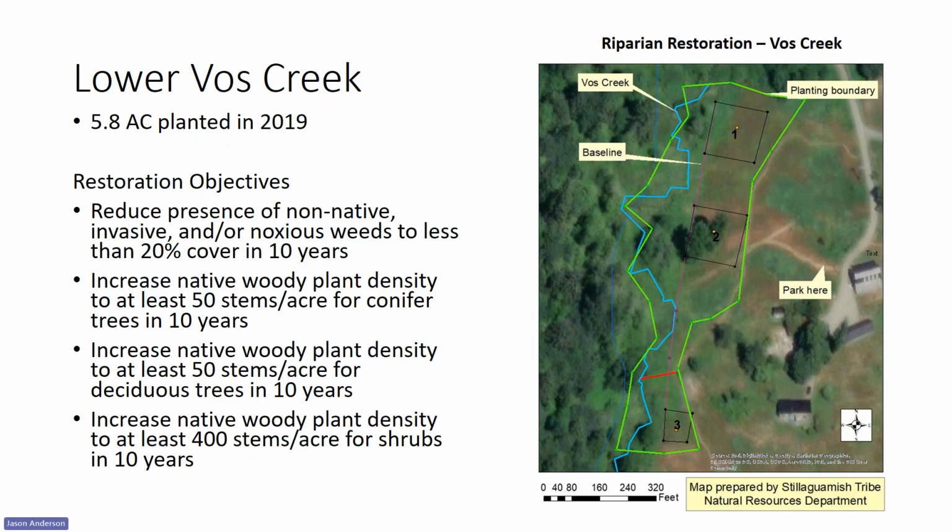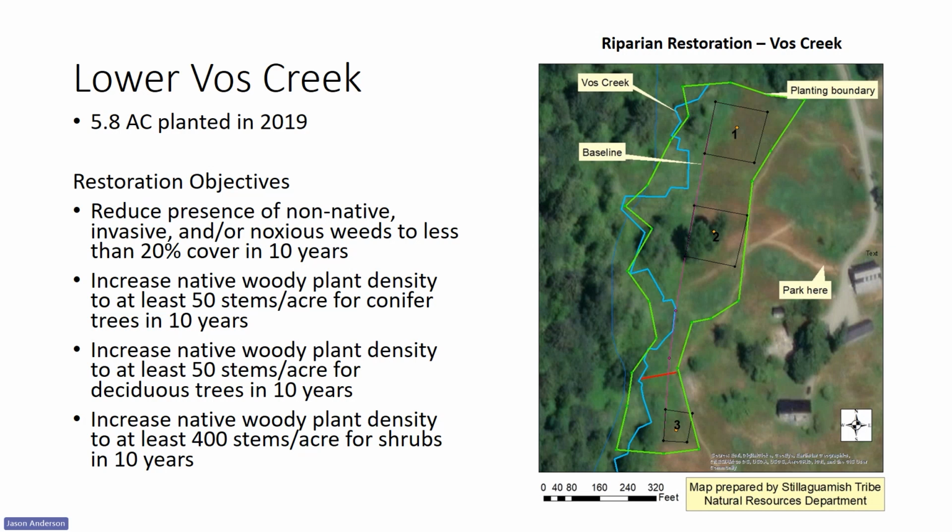So I'd like to share an actual project as an example to help illustrate the process. In 2018, the Stillaguamish Tribe signed a landowner agreement with a private landowner and began a restoration project on their property along lower Vos Creek. The aim was to expand riparian forest to benefit fish and wildlife and protect a documented cold water input into lower Jim Creek. Initial site preparation weed control began in 2018, and initial riparian planting occurred in 2019.